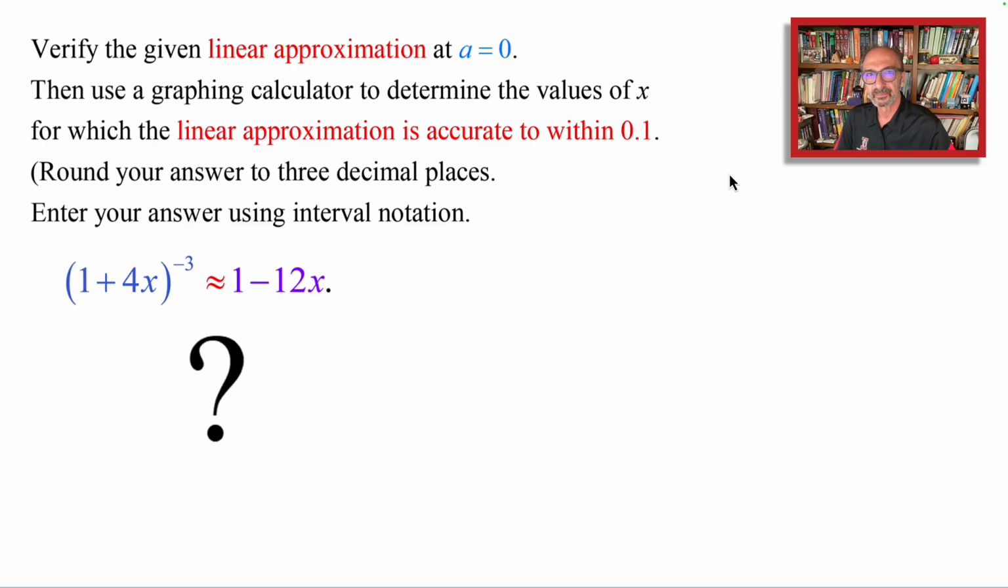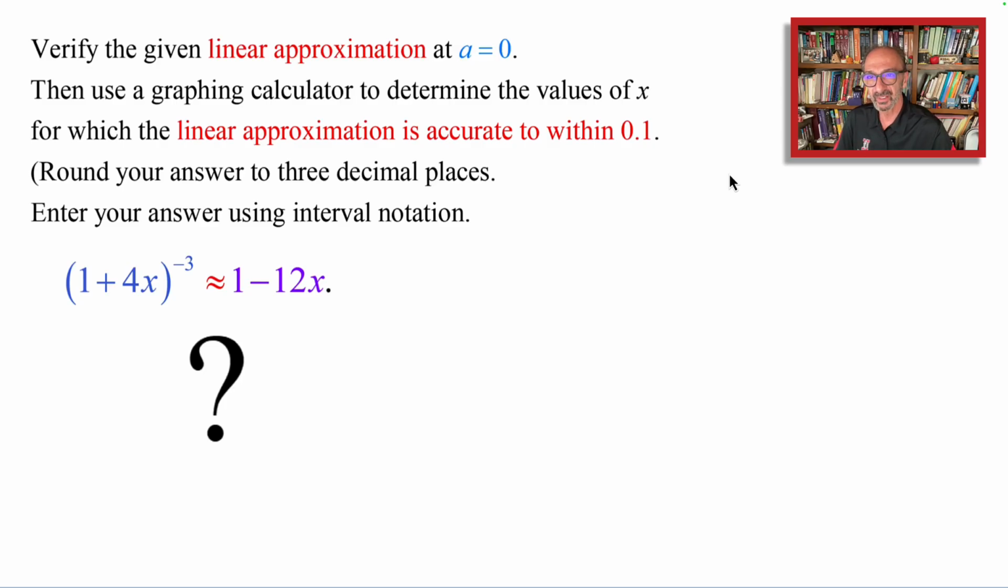Let's get started. Verify the given linear approximation. We need to verify this at a equals 0. Now, of course, if a is 7 or anything else away from 0, that's not going to be close to this line. You saw the graph. It's going to be a different line. So that is given or approximated to this straight line when you are close to a equals 0, when x equals 0. That's another way to say it.